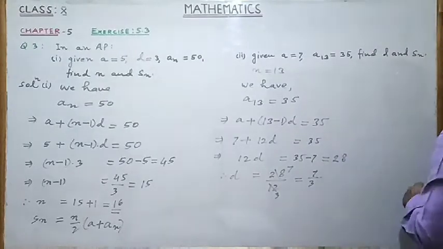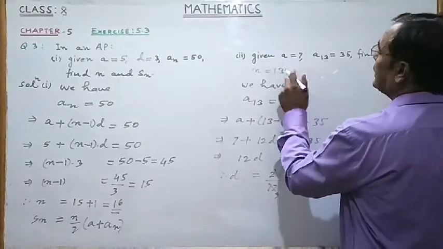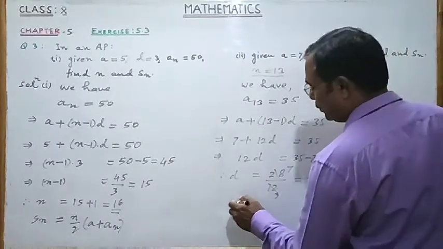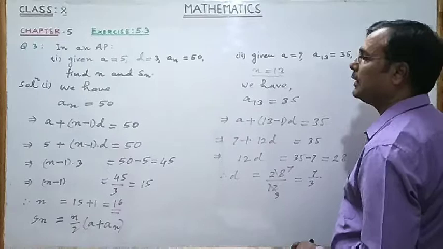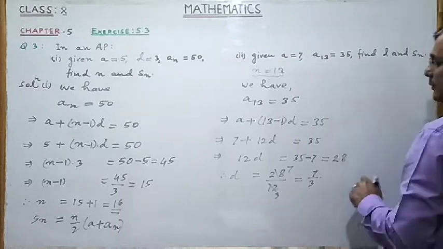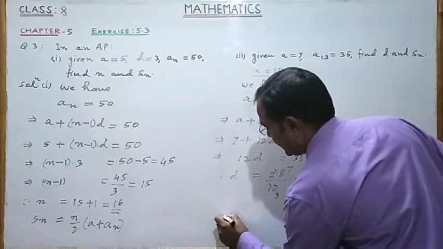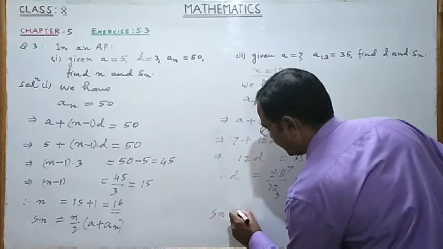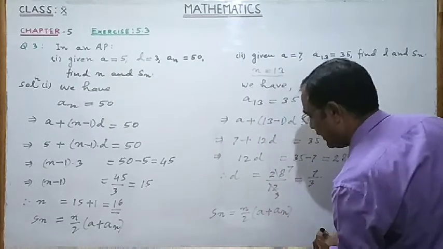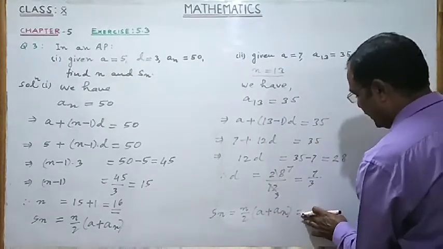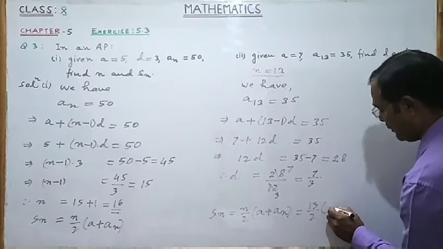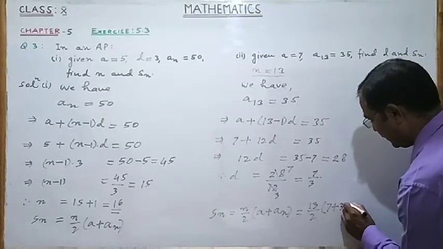Now we have to find the sum of the first n terms. n is 13, meaning the sum of the first 13 terms of this AP. And we know the formula for the sum of the first n terms of an AP using the first term and the nth term. So Sn equal to n by 2 into a plus the nth term an. 13 by 2 into the first term 7 plus the nth term 35.